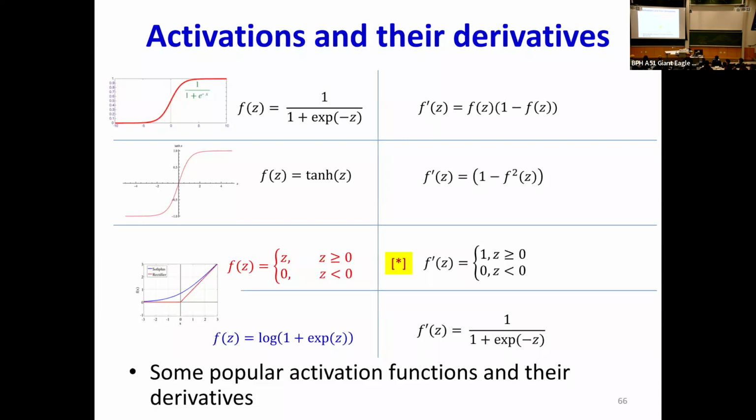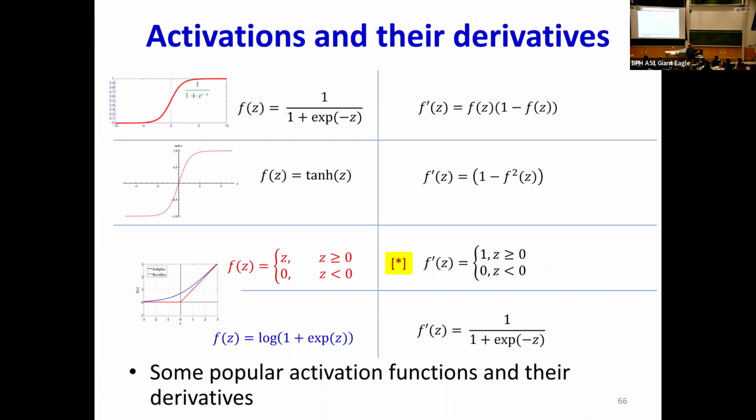When z is a large positive number, what is e raised to minus z? E raised to minus z is 0, right? So 1 over 1 plus 0 is 1. So for large positive z's, it's going to be 1, and it's going to vary smoothly somewhere in between the two. And if you actually work out the derivative, it's going to be f of z times 1 minus f of z.